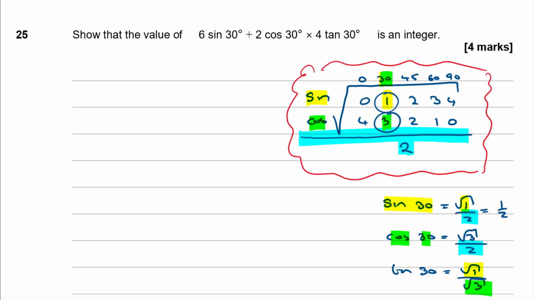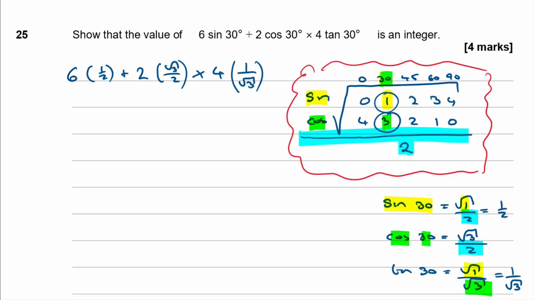Okay, and then once you've got all the values, it's just about subbing them into this equation here. So 6 sine 30 means 6 lots of sine 30, which is a half. So that's going to give me 6 lots of a half, and I'm going to add on 2 lots of cos 30. Well, I know that cos 30 now is root 3 over 2. So it's 2 lots of root 3 over 2. And then multiply that by 4 lots of tan 30. I'm just going to simplify that down a little bit, because root 1 is just 1. That's 1 over root 3 there, isn't it? So it's 4 lots of 1 over root 3.